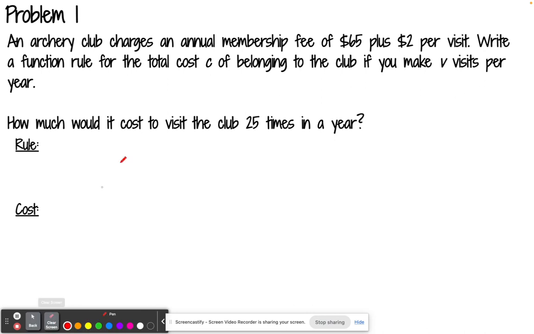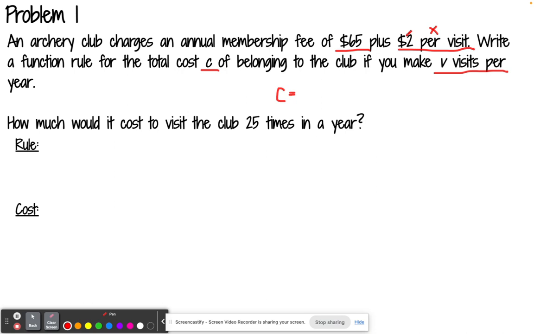Okay, let's look at our first situation. We have an archery club that charges an annual membership of $65 and then $2 per visit. There's that per that we look for. It usually means we're going to be multiplying. We want to write a function rule for the total cost of belonging to the club if you make V visits per year. So we want to write cost in terms of visits.